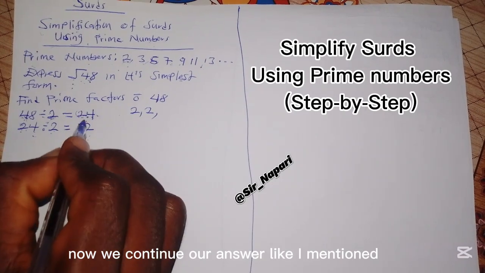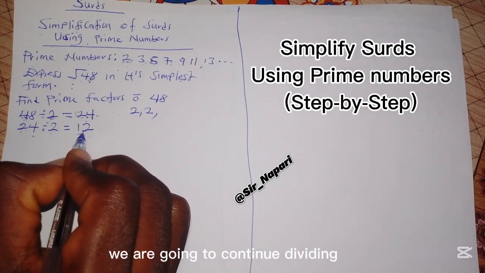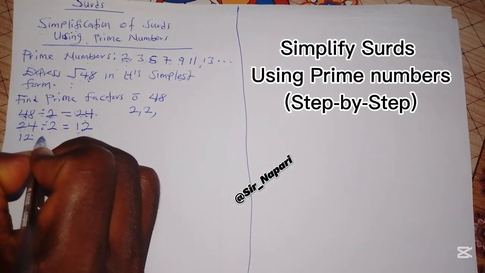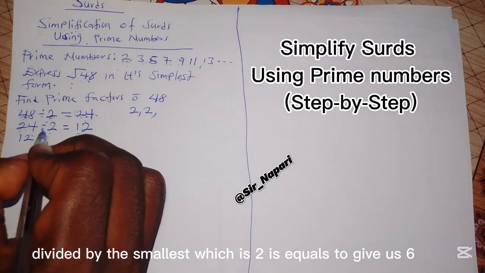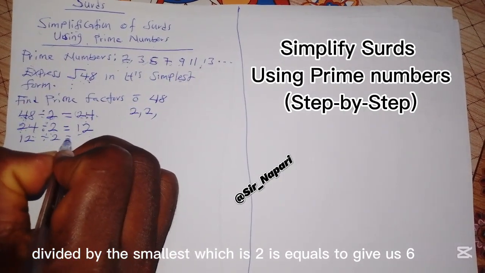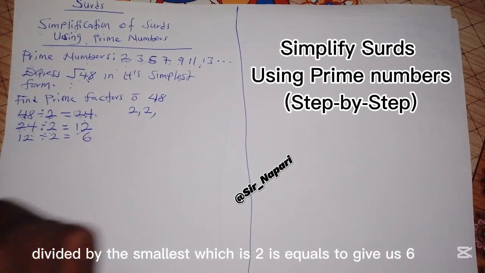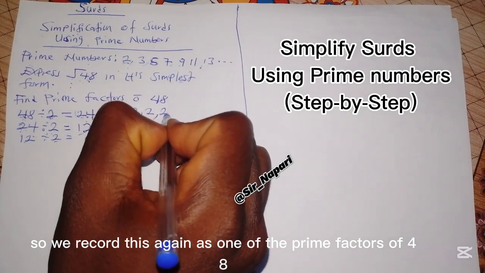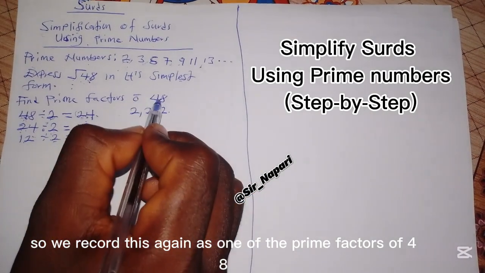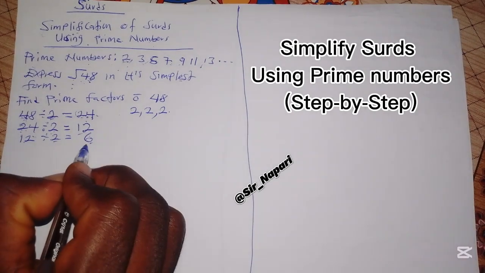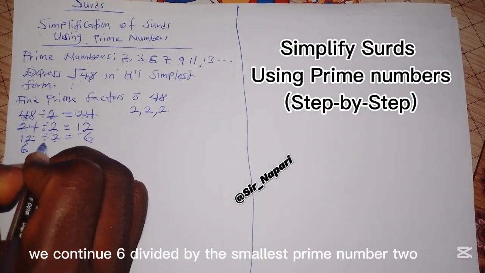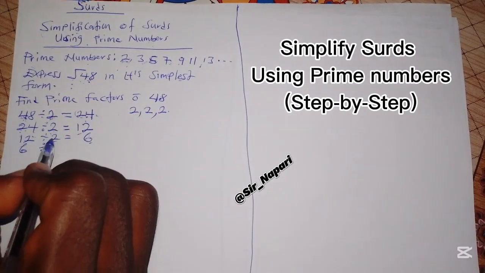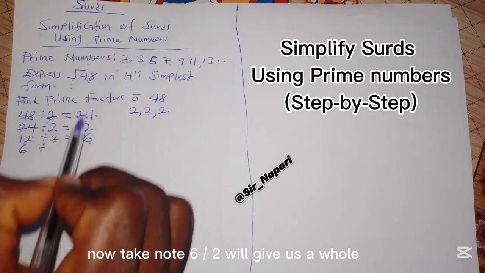Now we continue. Like I mentioned, we are going to continue dividing until our answer is equal to 1. So we take 12 again, divided by the smallest, which is 2, gives us 6. Yet again, 12 divided by this prime number gives us a whole number. So we record this again as one of the prime factors of 48. We continue. 6 divided by the smallest prime number, 2.